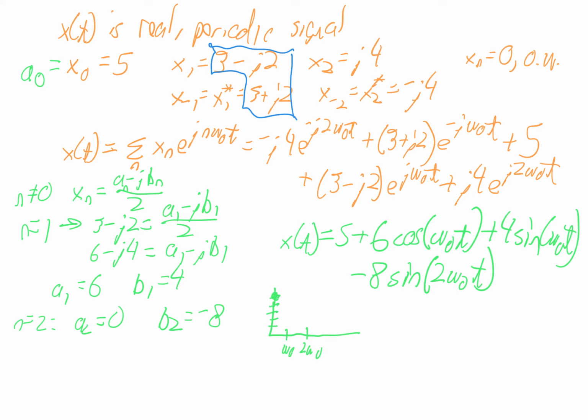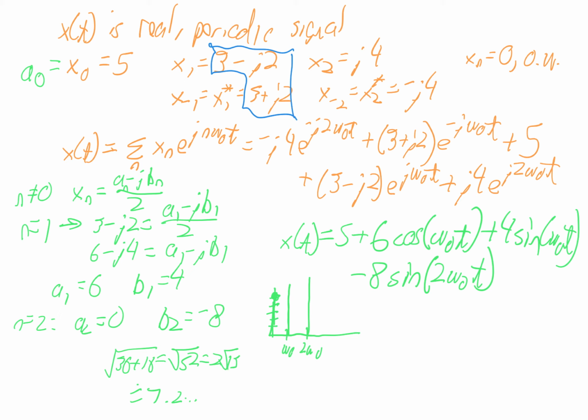At omega 1, I have 6 and 4 for my cosine and sine, and those are 90 degrees out of phase. So to get the amplitude, I have the square root of 6 squared plus 4 squared, which is about 7.2. So I have a component here, 7.2, and then at 2 I have a component that is at 8. So those are the magnitudes.